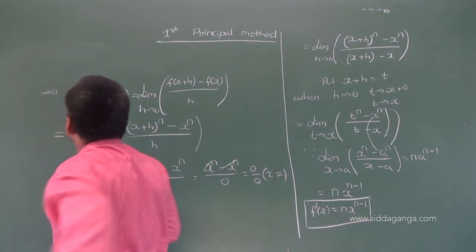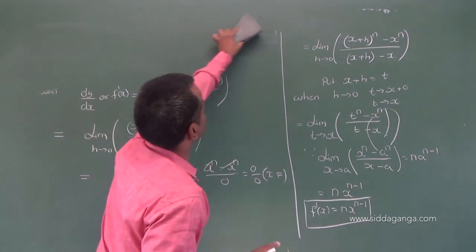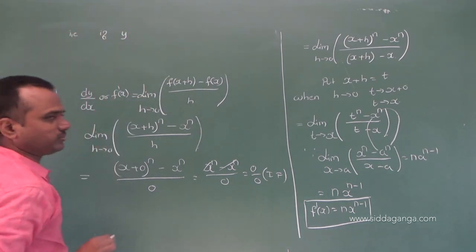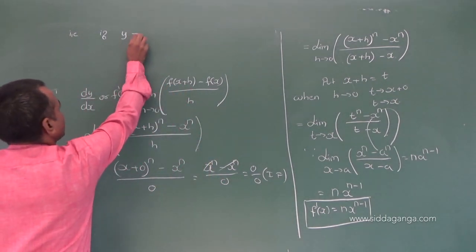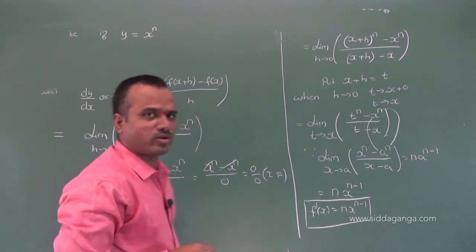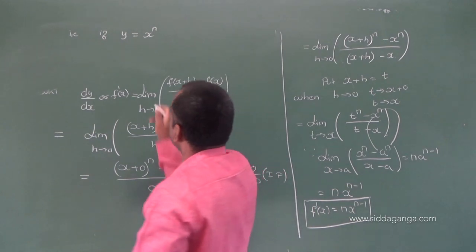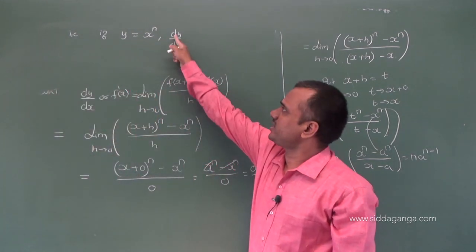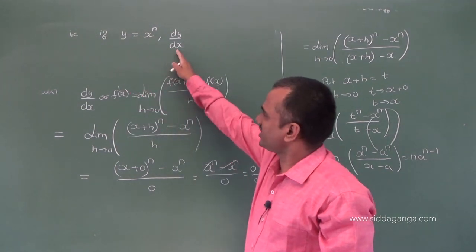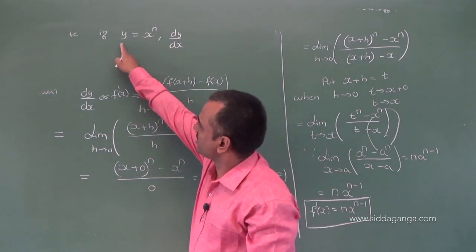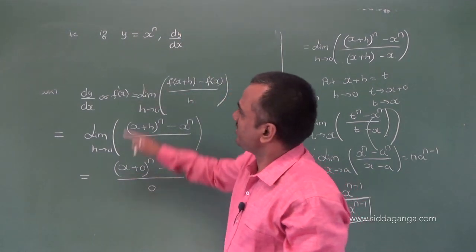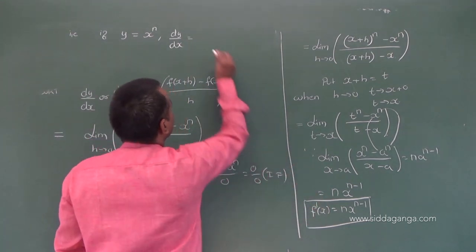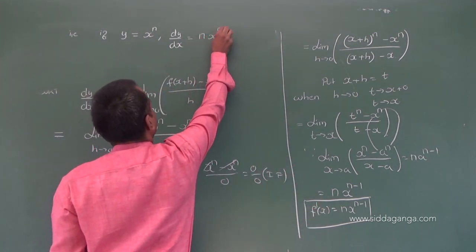First formula: if y is equal to x to the power n, very important, then dy by dx, or else f dash of x. If I use y, I write dy by dx. If I use f of x, then I write f dash of x. Here I use y, that's why I write dy by dx, which is n into x to the power n minus 1.